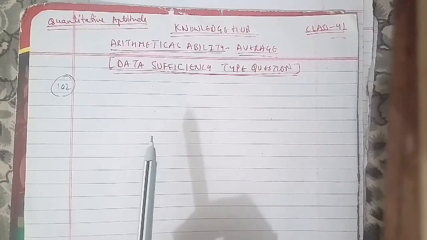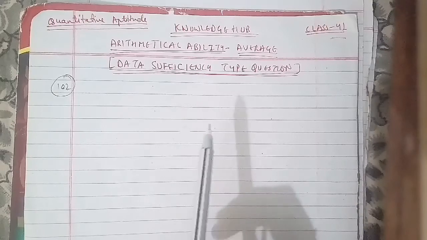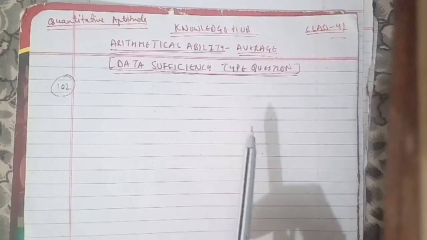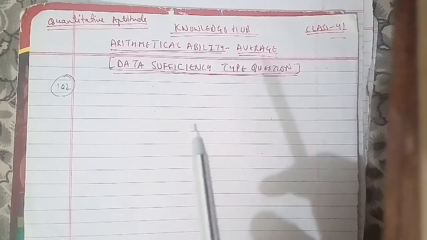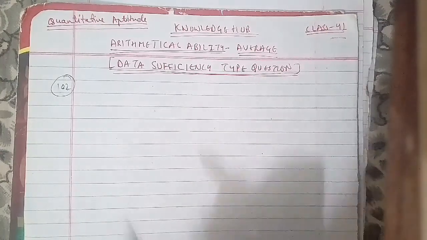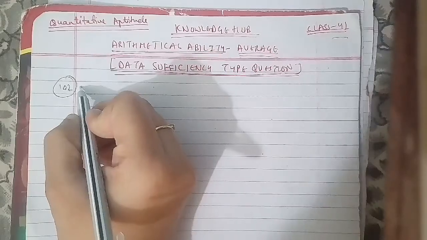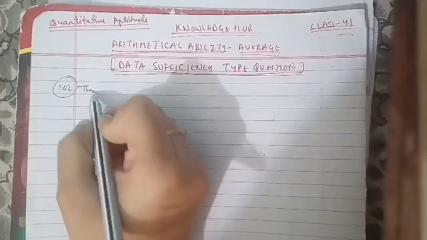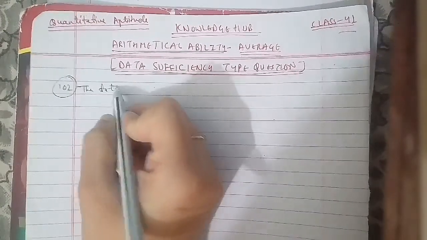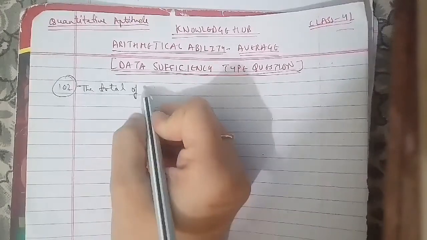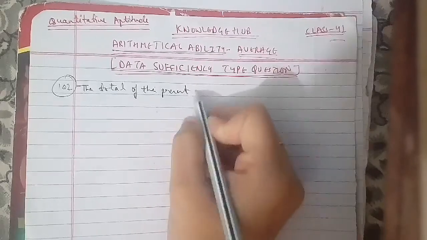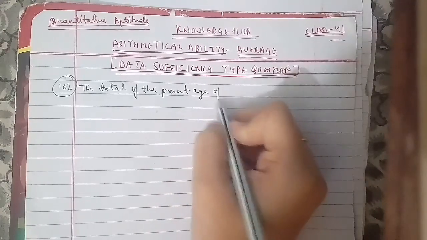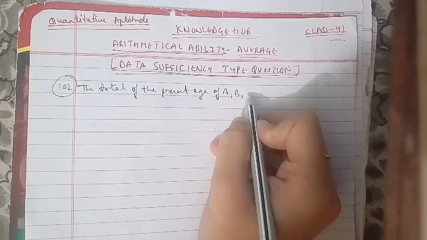The total of the present ages of A, B, C and D is 96 years. What is B's present age? This is the question.